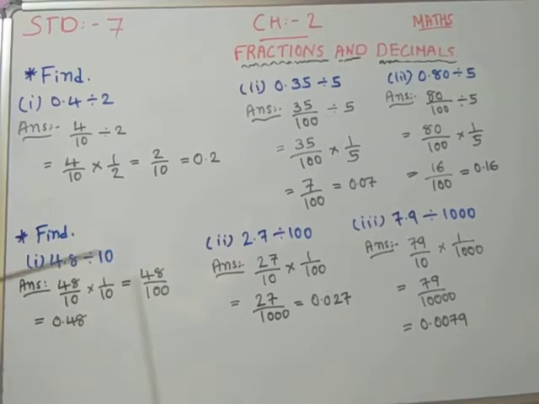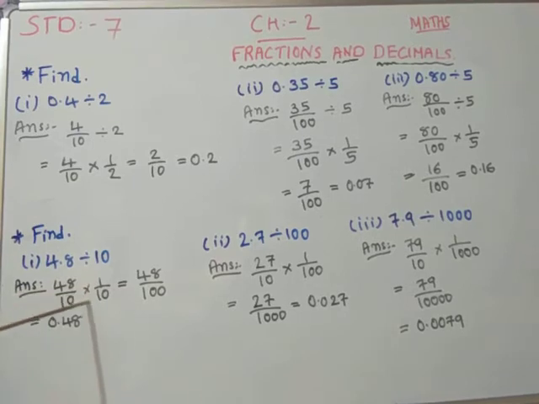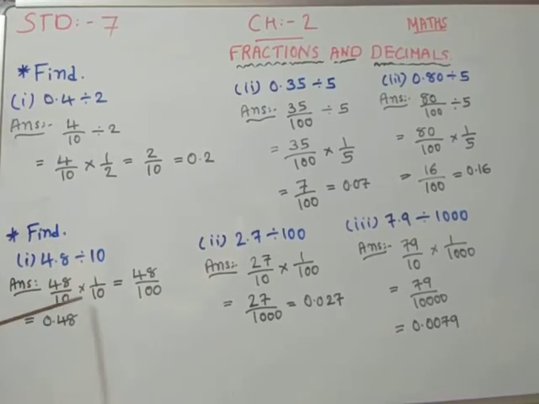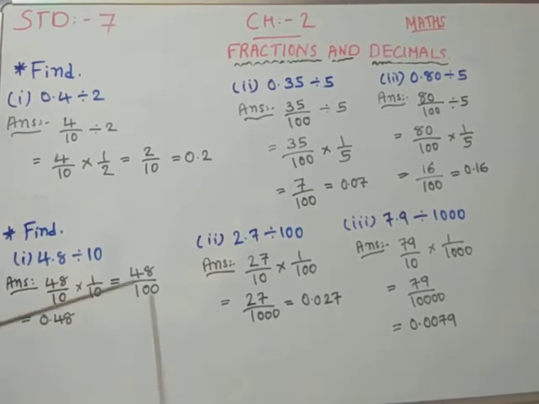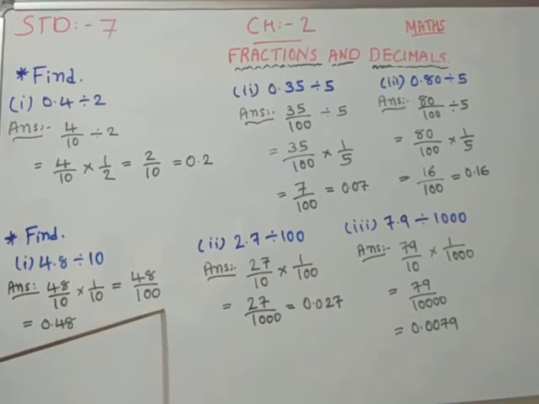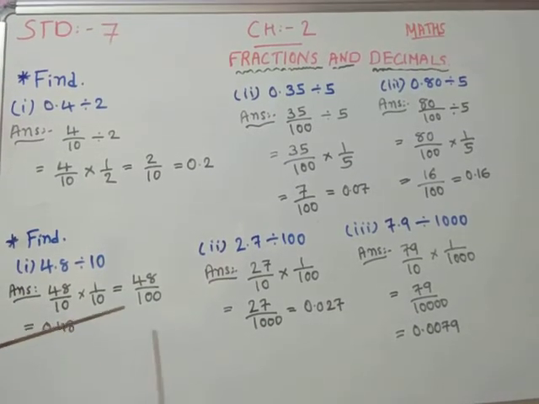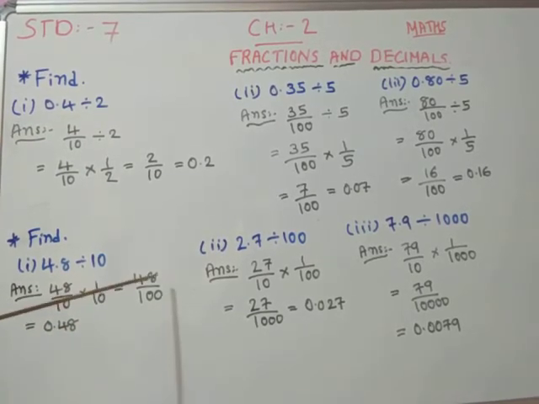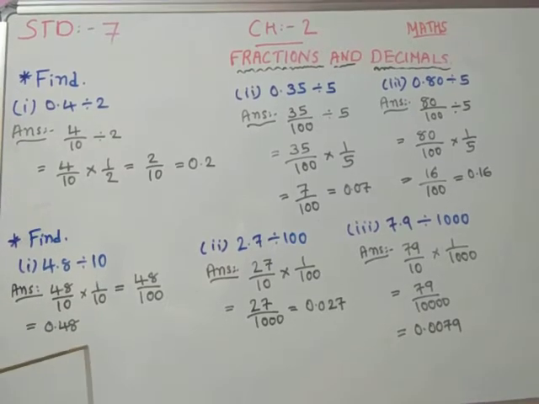Now put the reciprocal of 10, so it's 1 upon 10. Put the multiplication sign instead of division. So 48 by 10 multiply 1 upon 10. So 10 tens are 100, so it's 48 by 100. Now below there are 2 zeros, so you have to put the point from the right hand side after 2 digits. So 1 and 2, put the point here: 0.48.